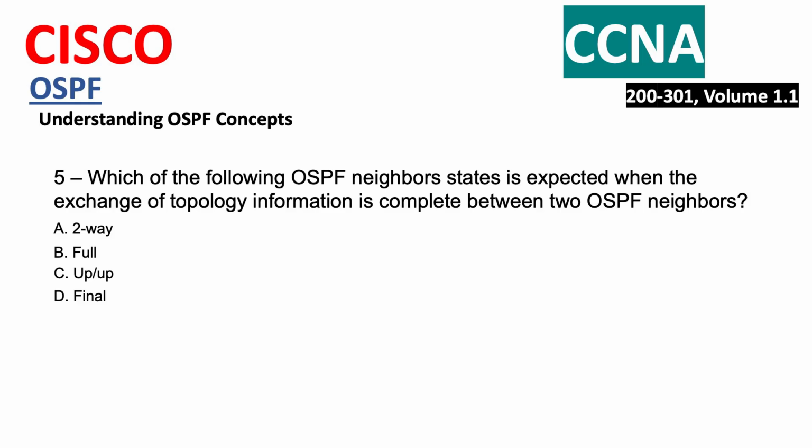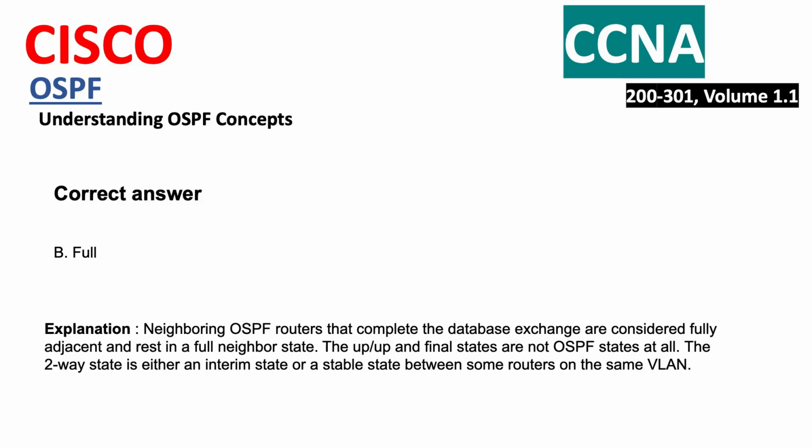Question 5. Which of the following OSPF neighbor states is expected when the exchange of topology information is complete between two OSPF neighbors? A. Two-way, B. Full, C. Up, D. Final. Correct answer B. Full. Neighboring OSPF routers that complete the database exchange are considered fully adjacent and rest in a full neighbor state. The up and final states are not OSPF states at all. The two-way state is either an interim state or a stable state between some routers on the same VLAN.